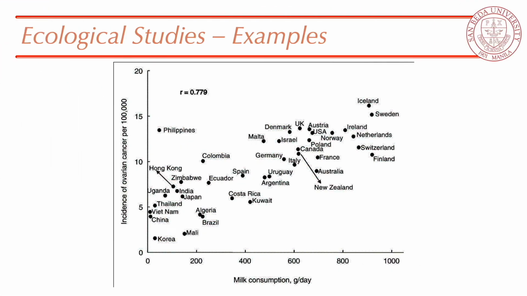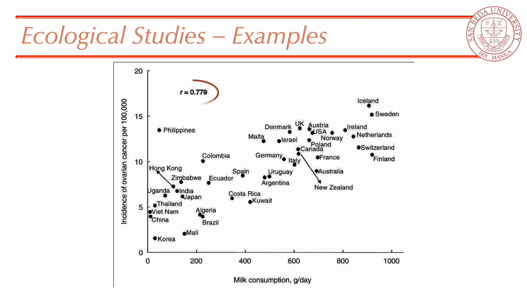Now, here's another example of an ecological study, very similar to the previous one. This time around, the relationship between milk consumption and incidence of ovarian cancer per 100,000 women was investigated at the population level. Note again that each point in the scatter plot represents a country, and the average milk consumption and average incidence of ovarian cancer for each country were used to graph these points in the figure.